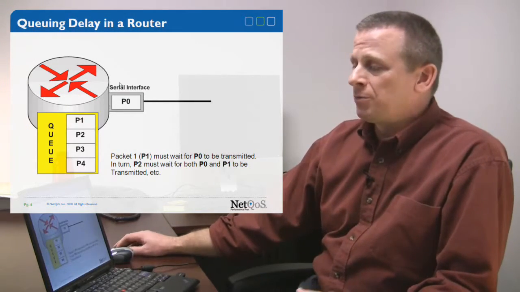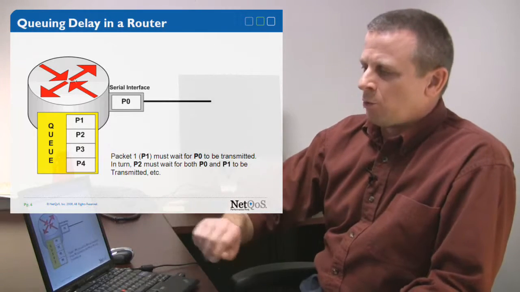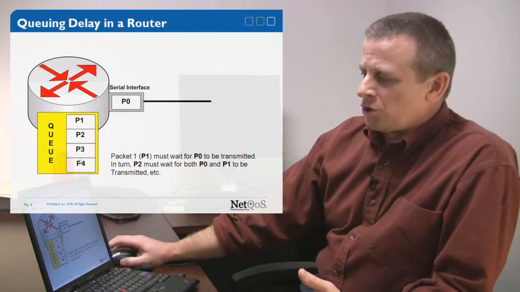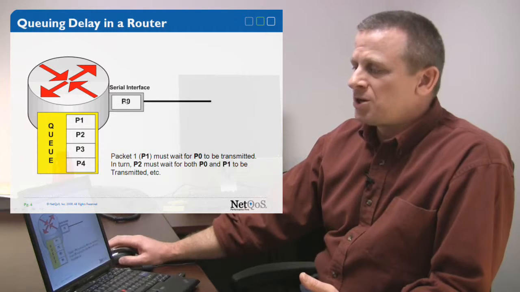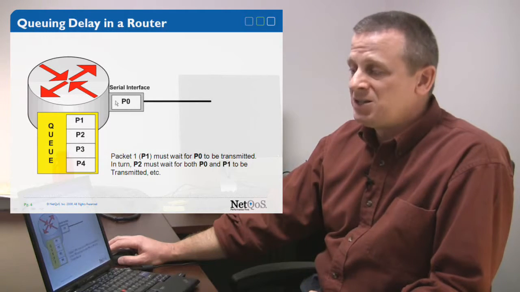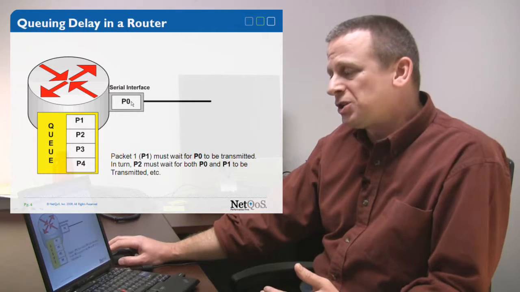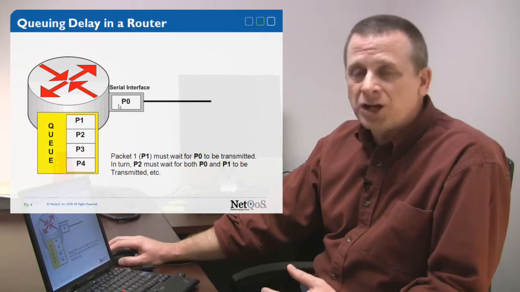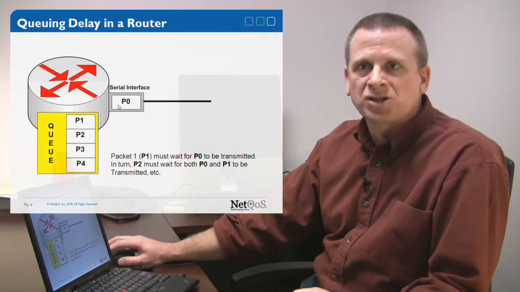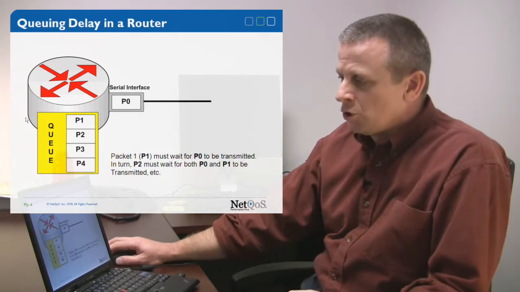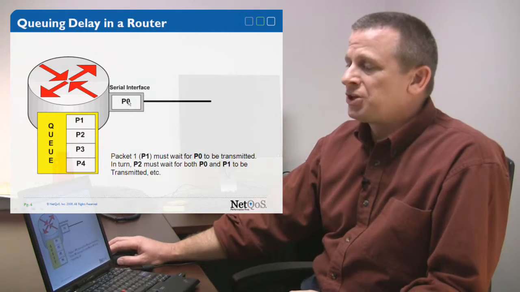Queuing delay in the router looks like this, where we have the packets waiting to be processed. P0, packet 0 here, is being serialized. It's already been received. So if this is a T1 interface and all these packets are 1500 bytes, it takes about 8 milliseconds per packet. So P0 is going to take 8 milliseconds to be serialized.